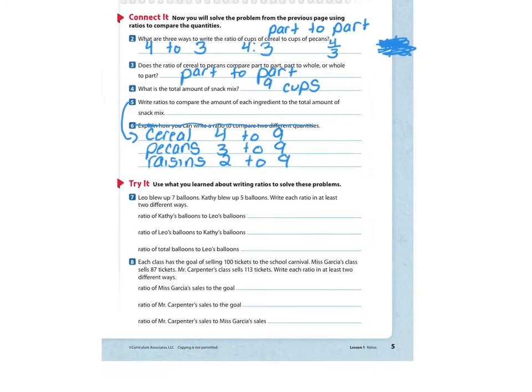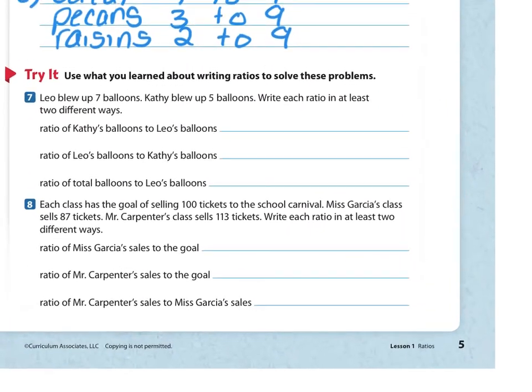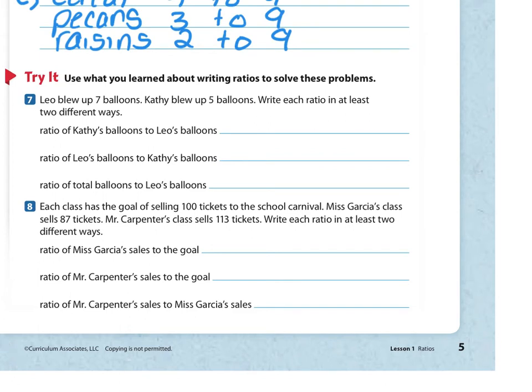Okay, so make sure you have those. If you need to pause and catch up before we move on to these bottom 2 questions, please do that now. And 7 and 8 are your try it questions. These are the questions I want you to try. I'm not just going to give you the answers right away. So make sure you pause and try these.